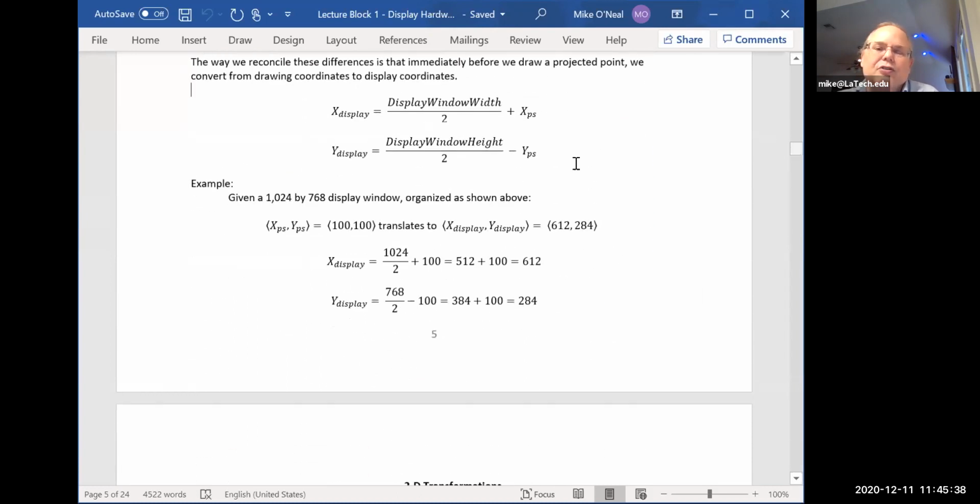So I go through my example here of 100, 100. I said that it needed to be 612 by 284. Well, how did I get that? 1024 over 2 is 512 plus 100, 612. 768 divided by 2 is 384 minus 100. That should be a minus here. See what I mean when I say that I update these notes? So that gives me 284.